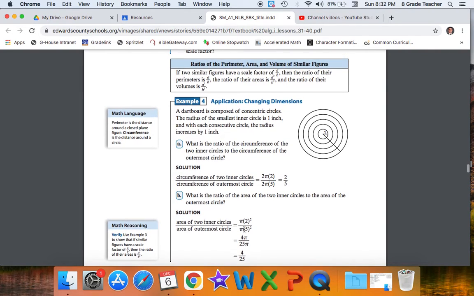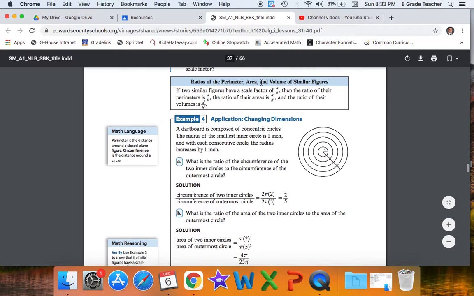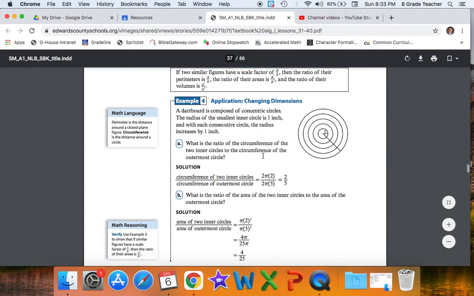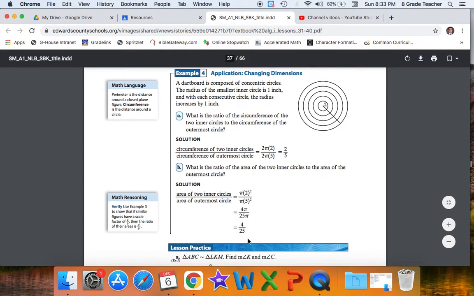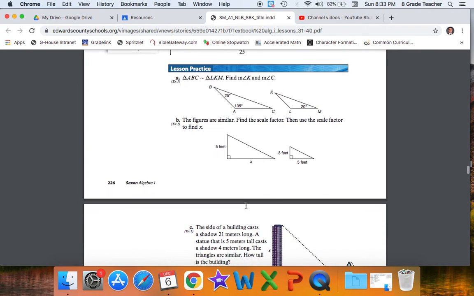So the rule that we just learned about here, that when you're talking about just perimeter or measurement, your ratio factor doesn't change, but when you go to area, you square each of those measurements, you square your scale factor to find that new calculation for area. That shows itself right here in example 4. Take a look at our lesson practice problems.